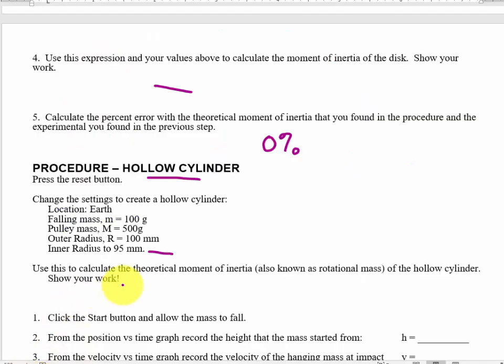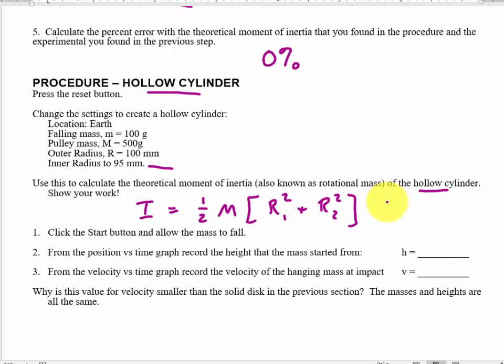What we can then do is first calculate the theoretical moment of inertia, or rotational mass, for a hollow cylinder, and you're going to look this up in the book. It's going to be 1/2 the mass times the first radius squared plus the second radius squared. Note that this is just something that we would do in a lab. I don't expect you to know a hollow cylinder for the test. You're more or less going to repeat this procedure and see how close you actually got.